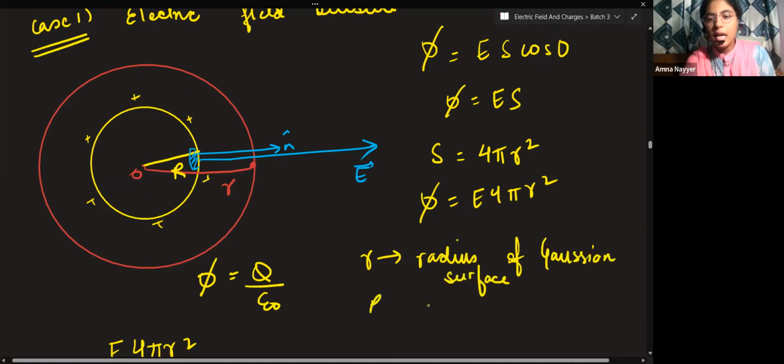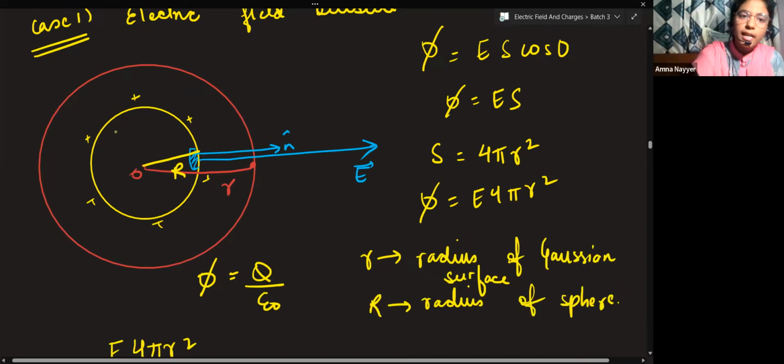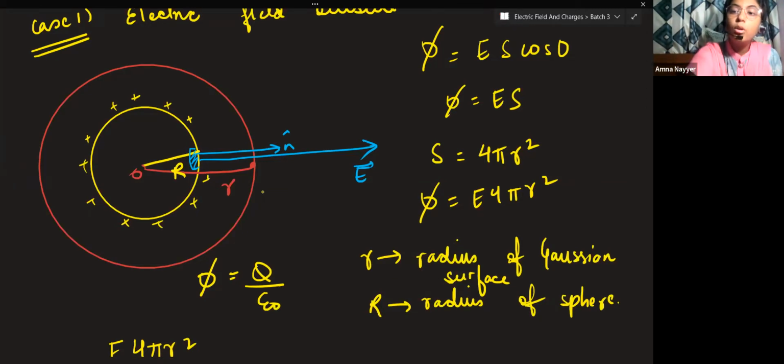The other one is your capital R. This is the radius of the sphere. Now, charges are residing on this sphere. But if I do not draw this Gaussian surface, where will the charges be? Charges are outside. They are not enclosed. So it means I need to draw a Gaussian surface. Why do I need to draw a Gaussian surface? I need to draw it to enclose all the charges in this manner. That's why I've drawn it.